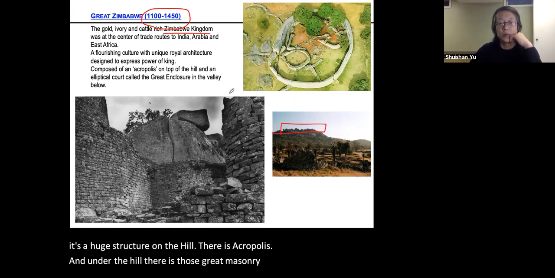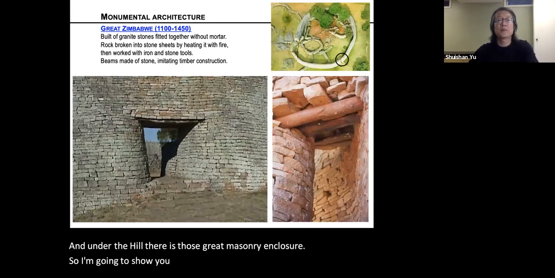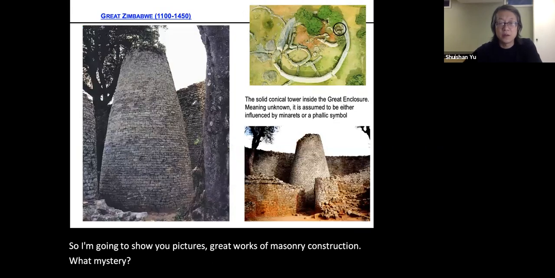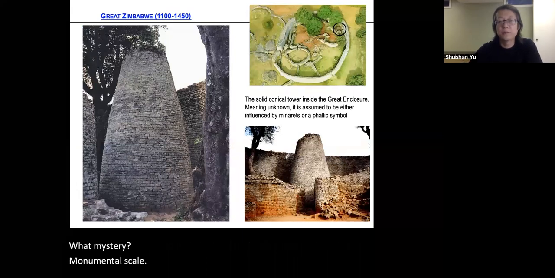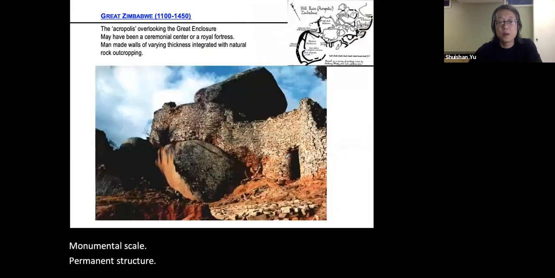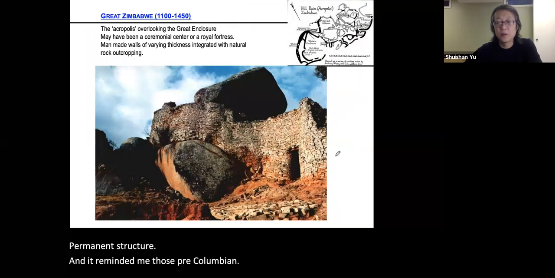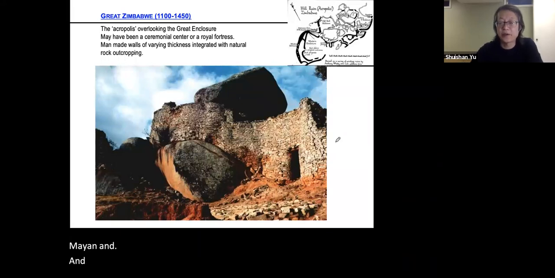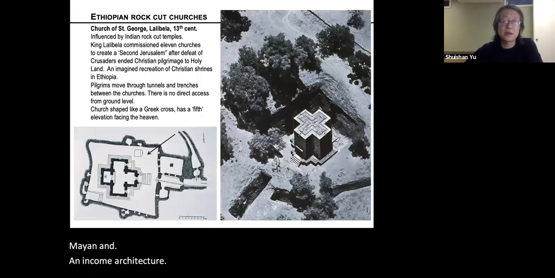So I'm going to show you these pictures, great works of masonry construction, wet masonry, monumental scale, permanent structure. And it reminded me of those pre-Columbian Mayan and Incan architecture. So this is a Christian church.